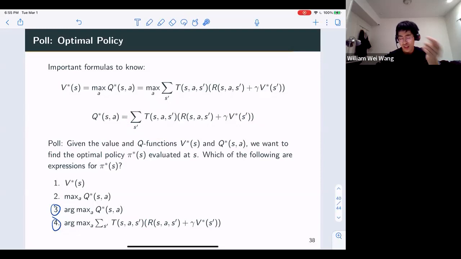So if we give you the value functions and the Q functions, then hopefully you should be able to use this to compute what the actual optimal policy is. And yeah, it shouldn't matter. If we give you either the Q function or the value function, then you should still be able to compute it using one of these formulas, for example.